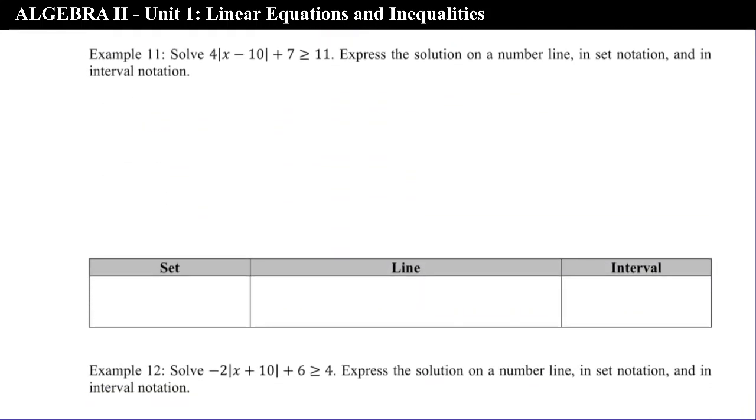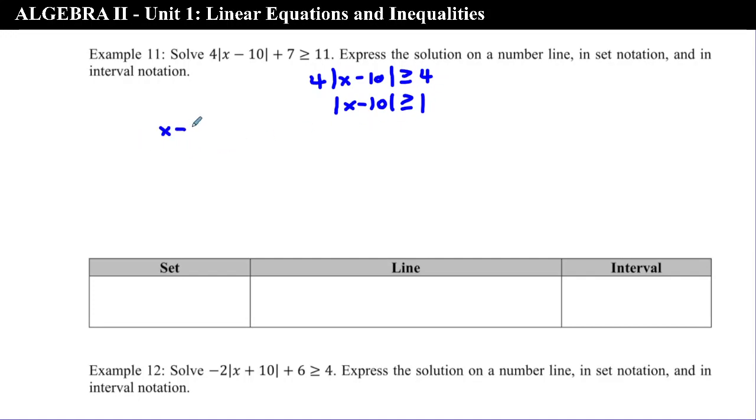Okay, example 11. We've got to get the absolute value by itself first, so we're going to subtract 7 from each side. So we end up with greater than or equal to 4. And then we're going to divide each side by 4. That gives us the absolute value of x minus 10 is greater than or equal to 1. And then we're going to split it up.